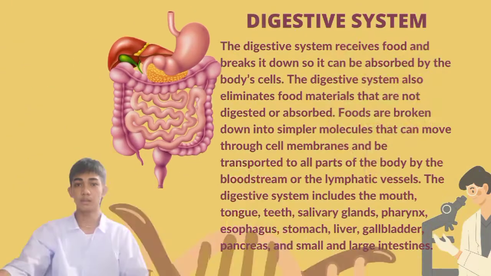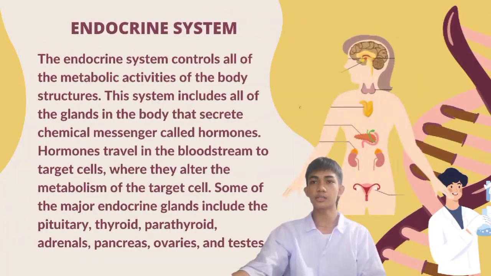intestine. Endocrine system. The endocrine system controls all of the metabolic activities of the body structures. This system includes all of the glands in the body that secrete chemical messengers called hormones. Hormones travel in the bloodstream to target cells, where they alter the metabolism of the target cell. Some of the major endocrine glands include the pituitary, thyroid, parathyroid, adrenals, pancreas, ovaries, and testes.